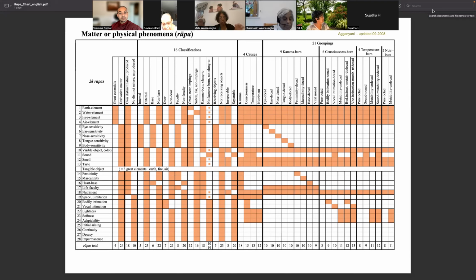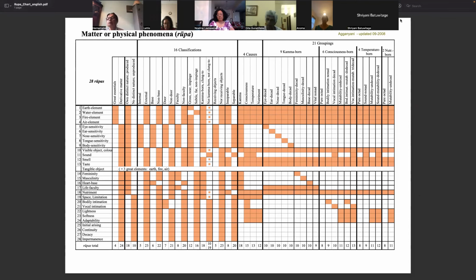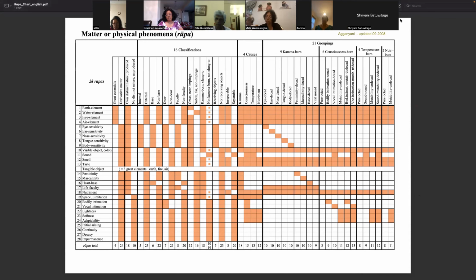That means the pure octad. Yes, it can be. It is. It can be a reflection in all parts of temperature born. Now let me explain that to everyone.